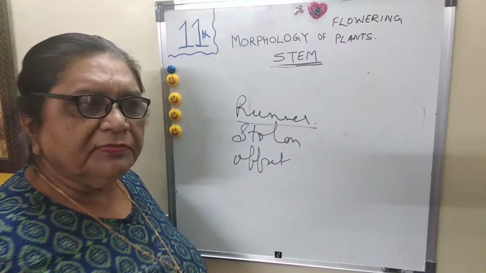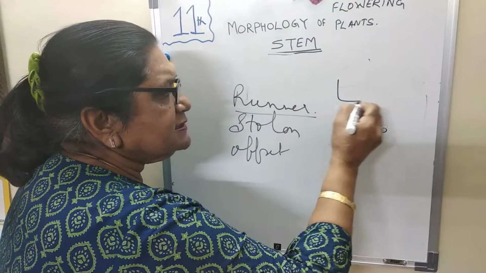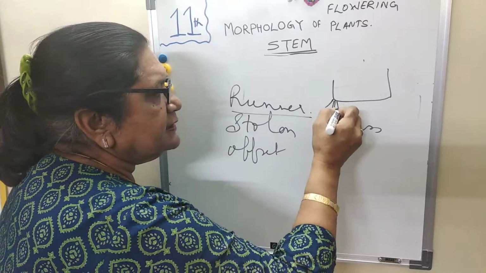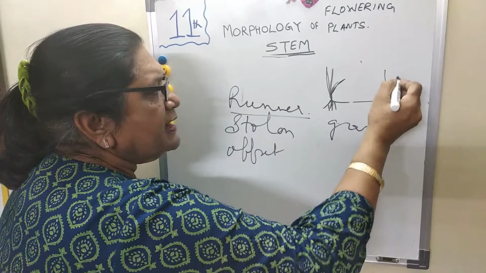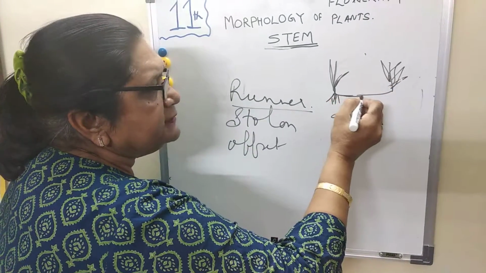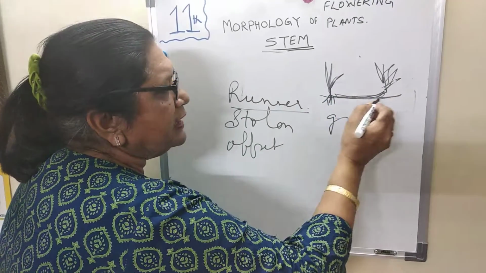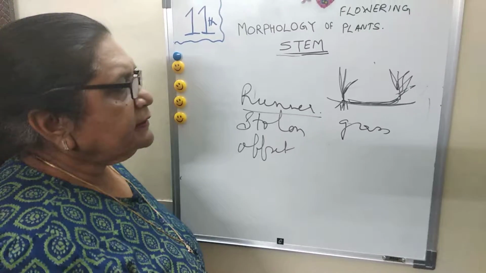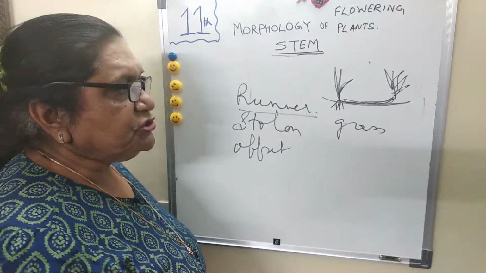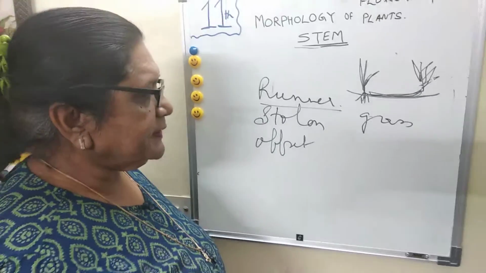Runner is quite common. You must have seen it in case of grass. So grass has roots, stem, leaf like this. They come above the ground, but they are runners. That means they run parallel to the ground or remain above the ground. They are green in structure. So lawn grass is a common example.